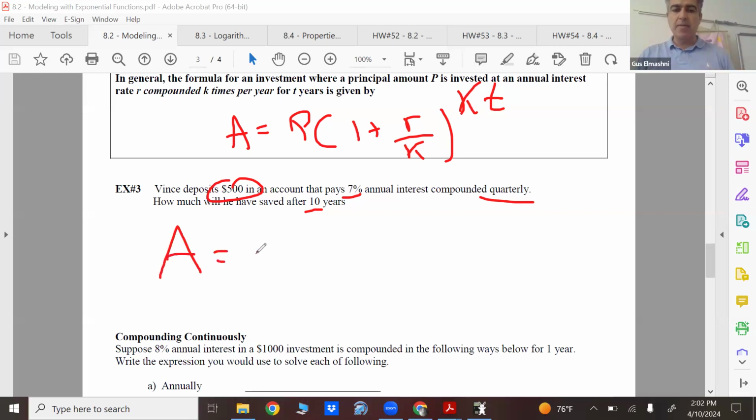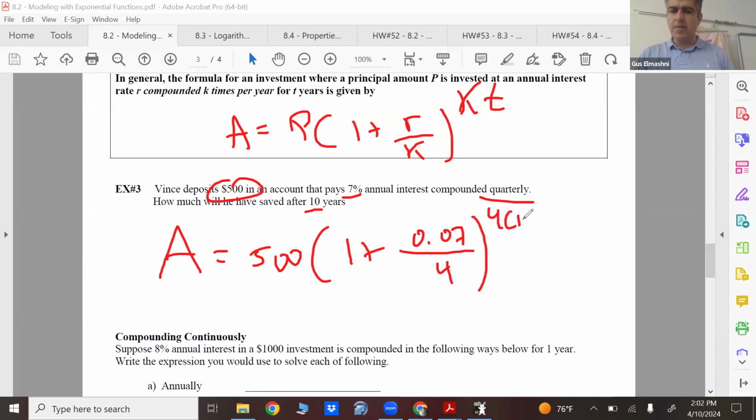So how much money do you got? $500 times 1 plus 0.07 over 4, raised to the power 4 times 10. And you just plug and chug.